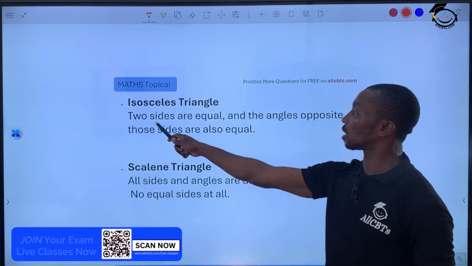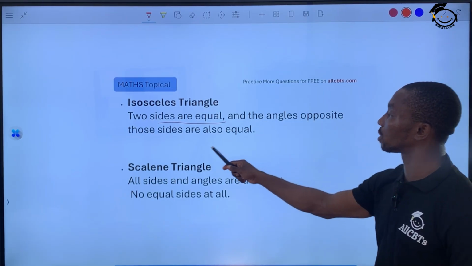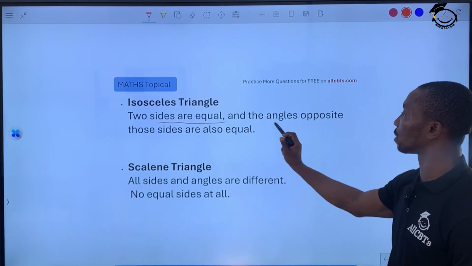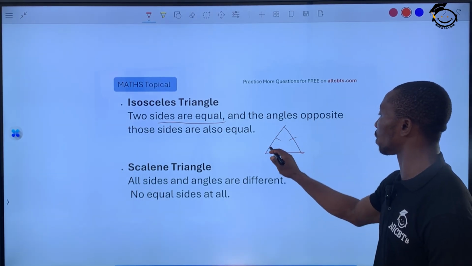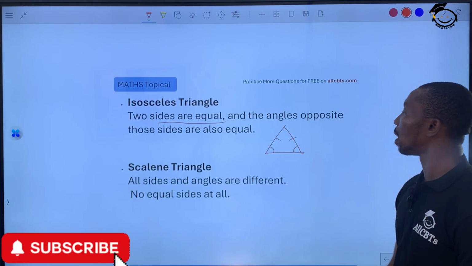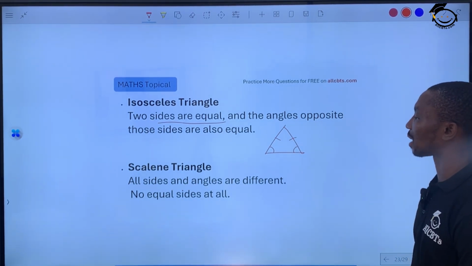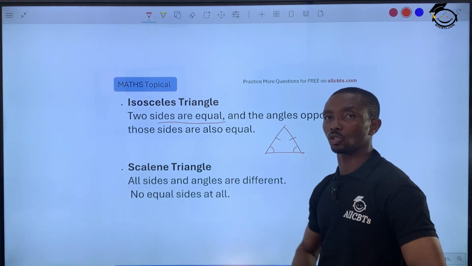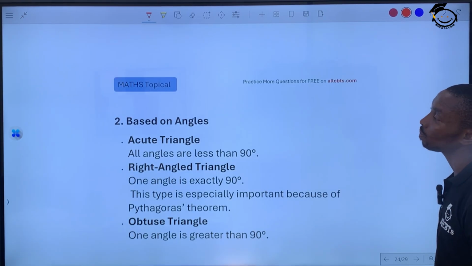Okay, isosceles: two sides are equal and the angles opposite those sides are also equal. That's what we refer to as our base angles. So if these two sides are equal, then the base angles are equal. While for the scalene, all the sides and angles are different. There's no equal side, no equal angle.